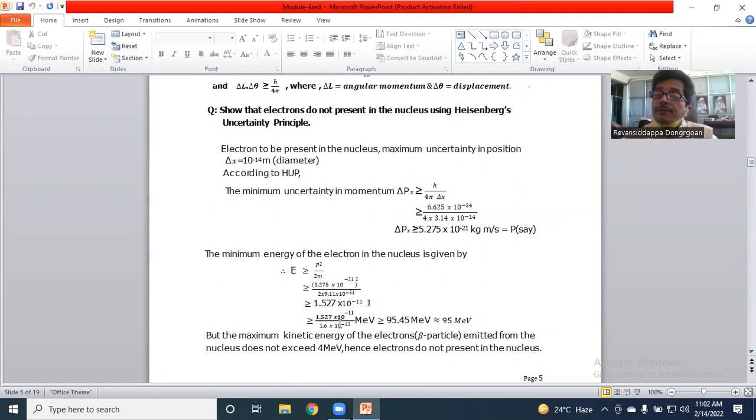Whatever energy you get by calculating from the radius of the electron, its value is in joules. You convert this joule into electron volt, which means dividing that value by the charge of an electron. What is the charge of an electron? 1.6 into 10 to the power of minus 19. If you divide, you will get the value in mega electron volt. Here he missed it and wrote 13, so it is misprinted. You take this as 10 to the power minus 19 only. By that you will get the values.